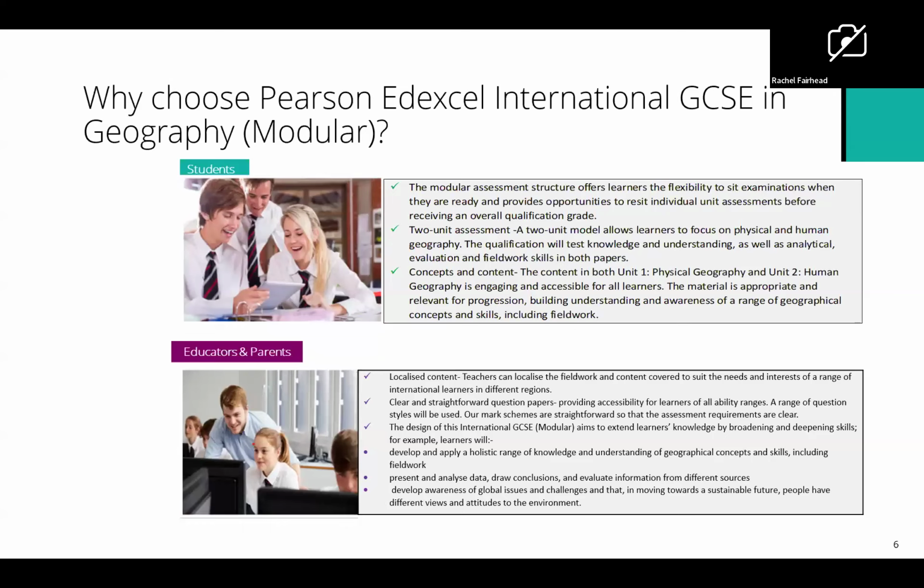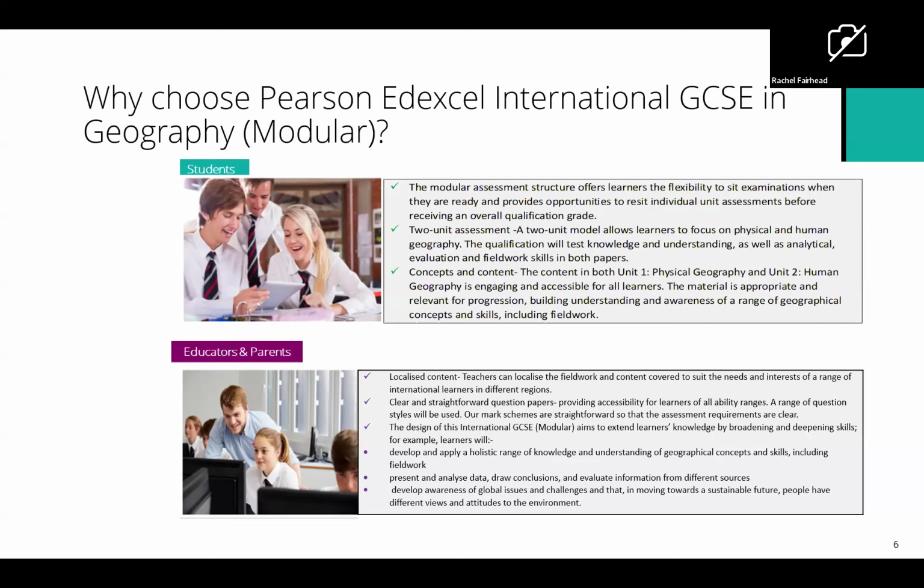The Pearson Edexcel International GCSE is a 2-unit assessment. A 2-unit model means you can focus on physical geography and human geography, and it will test knowledge and understanding, as well as fieldwork, evaluation skills, and key concepts. So the content in both physical geography, which is Unit 1, and Unit 2, human geography, is developed to be engaging and accessible for all learners. It's appropriate and relevant for progression. It's building skills, and it's building awareness of a range of geographical concepts and skills, including fieldwork, but in a modern context as well.